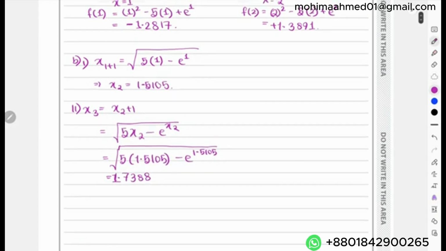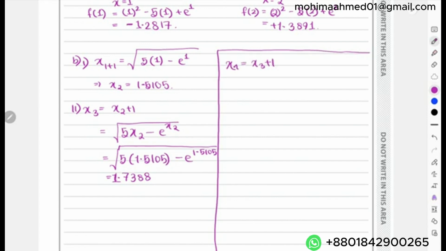Okay, so now again we'll continue this. I just don't want to move to a new page, so I'll just do the rest of the calculations over here. I'll then find out x4, which is basically x3 plus 1. That means on every space where I wrote 1.5105, I'll now just write 1.7388 for this one. That is 1.7331.